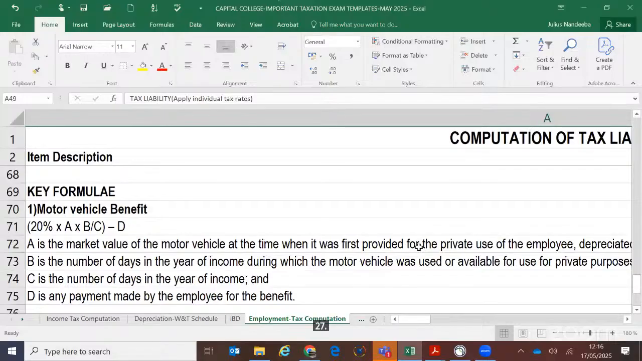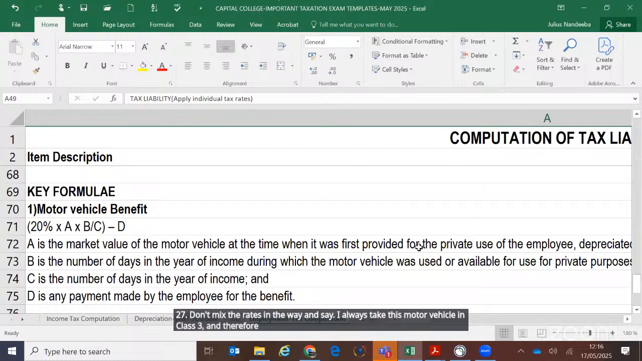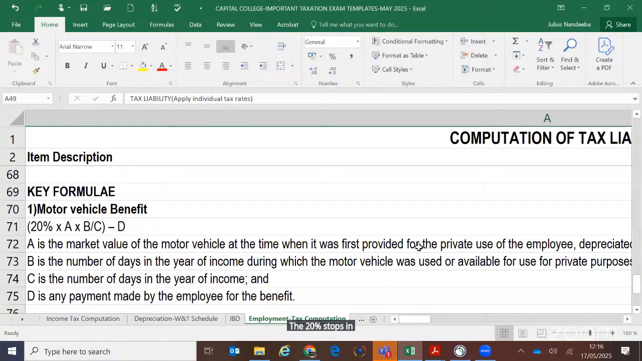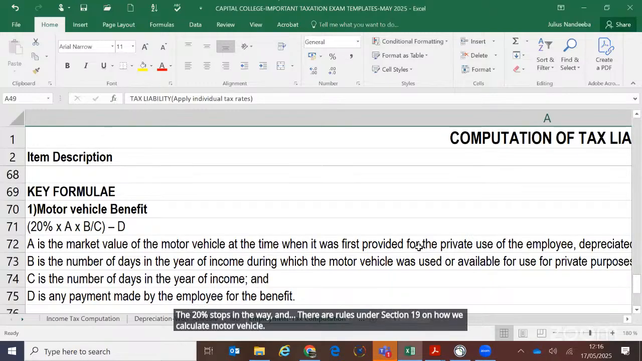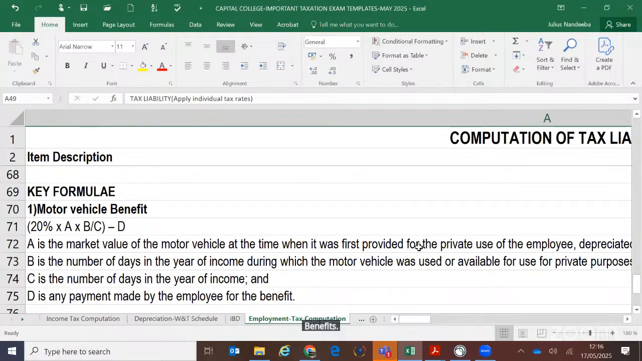Don't mix the rates in the wear and tear and say, I always take this motor vehicle in class 3 and therefore 20%. No. The 20% stops in the wear and tear, and there are rules under section 19 on how we calculate motor vehicle benefit. So master this.